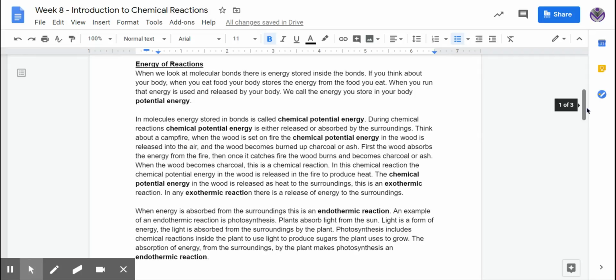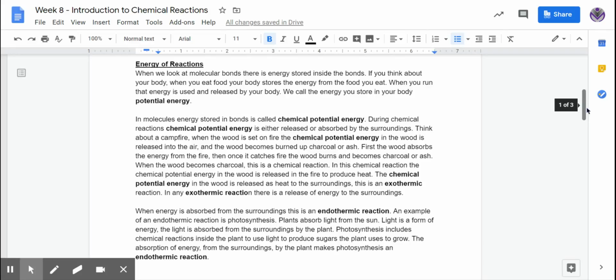So think about the energy stored in your body. You eat some food and your body stores that as potential energy. That energy then is used when you're walking or you're running or engaging in any kind of physical activity. When we think of molecules, chemical potential energy is the energy stored in the bonds, right? So there's some sort of energy that holds it together.